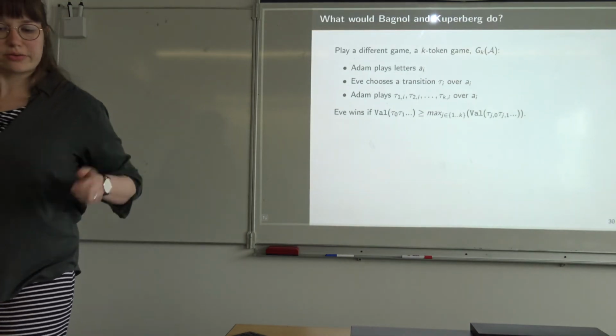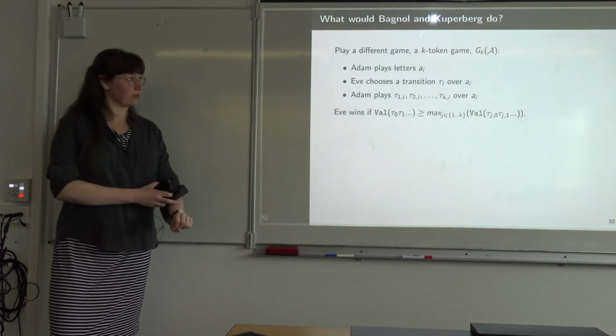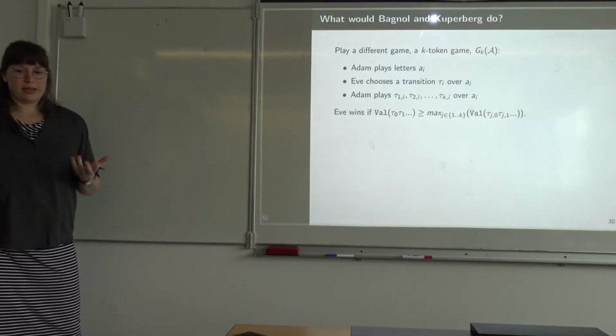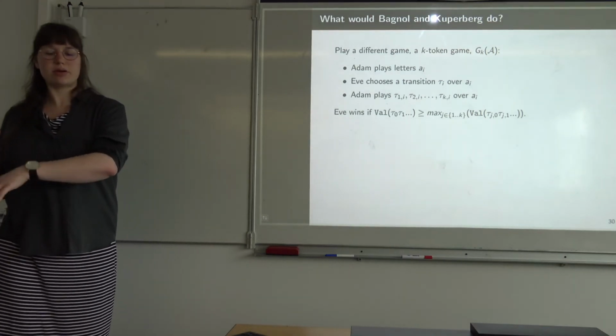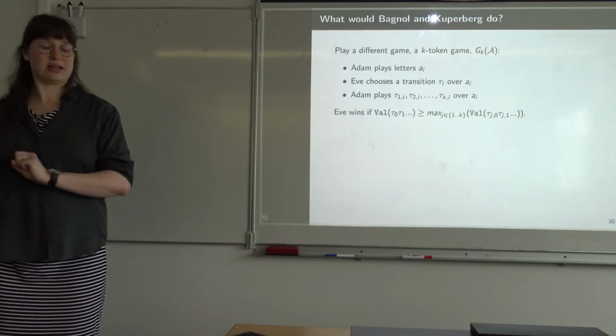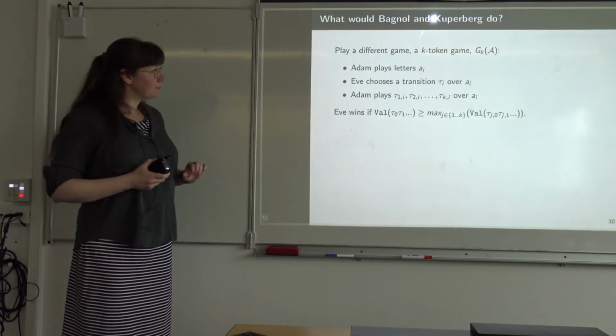So then we can ask, what would Marc Bagnol and Denis Kuperberg do? They came up with the algorithms in the omega regular setting. And what their approach was, well, we're not going to play that game. We're going to play a different game and hope that it has the same winner, essentially. Or show that it has the same winner, more precisely.